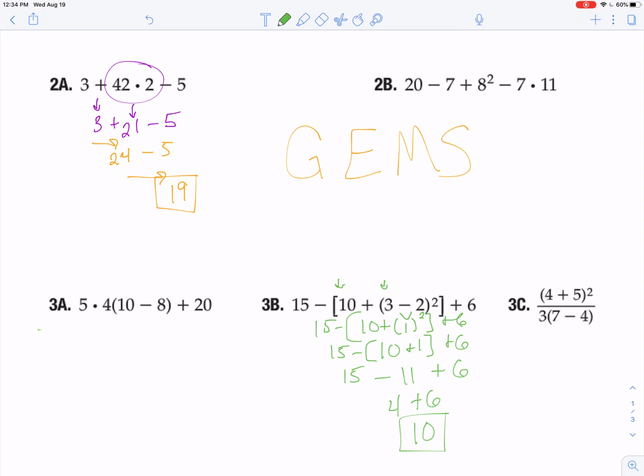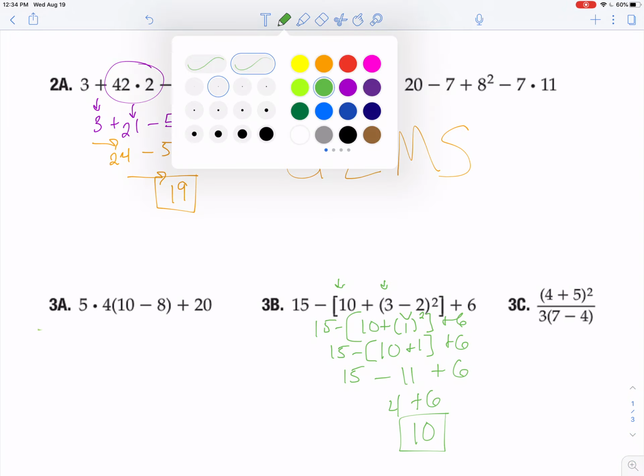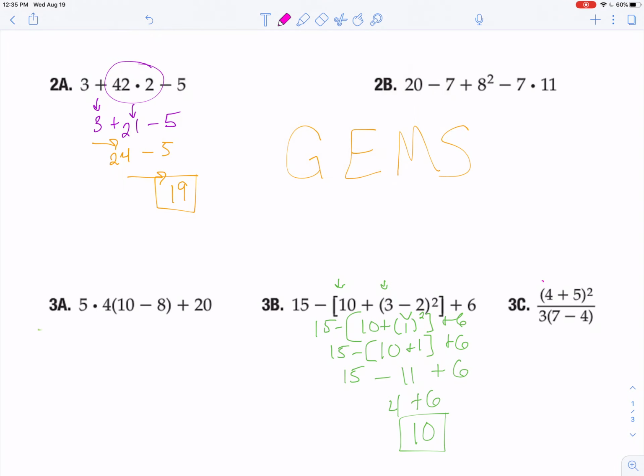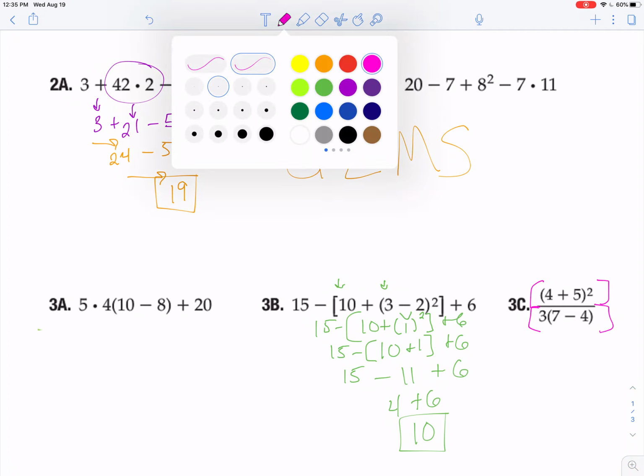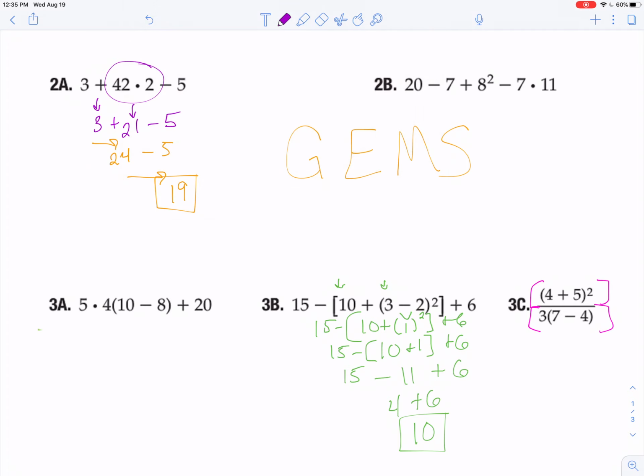All right, let's try 3C. Whenever you have a fraction like that, what I want you to do is treat the entire top like it's in brackets and the entire bottom like it's in brackets. Simplify the entire top first, then simplify the entire bottom, then divide. So 4 plus 5 is in parentheses. 4 plus 5 is 9. 9 squared is 81.